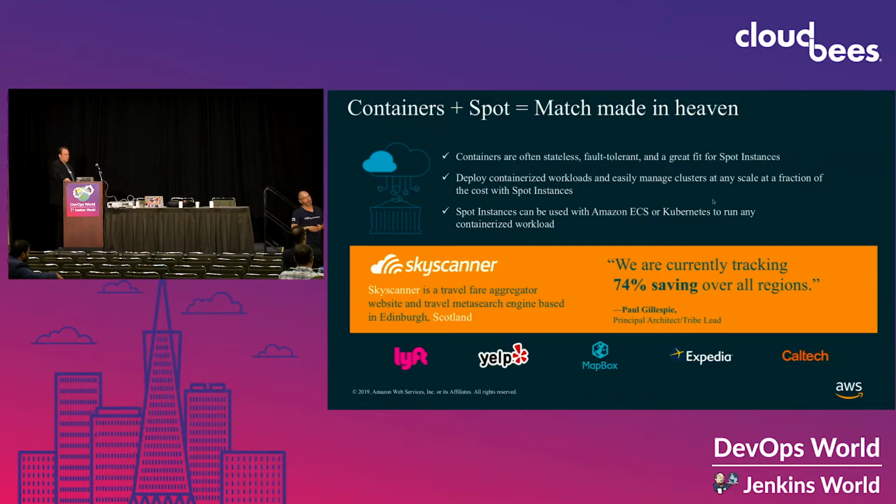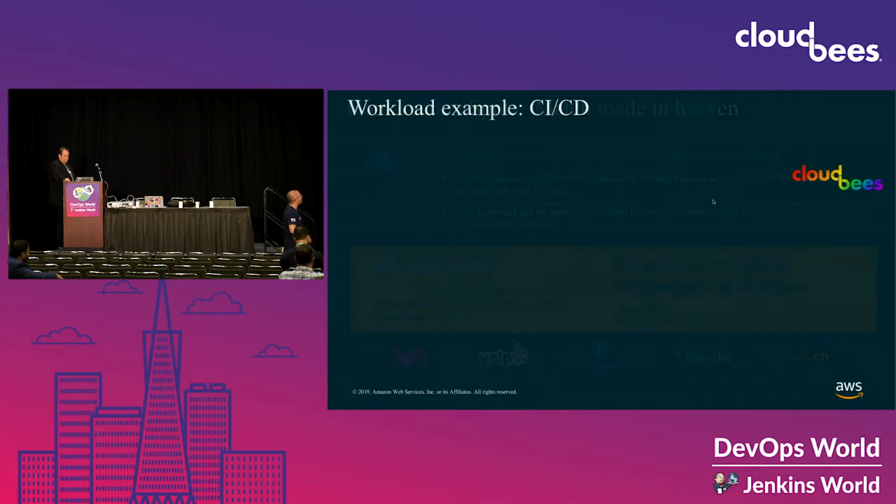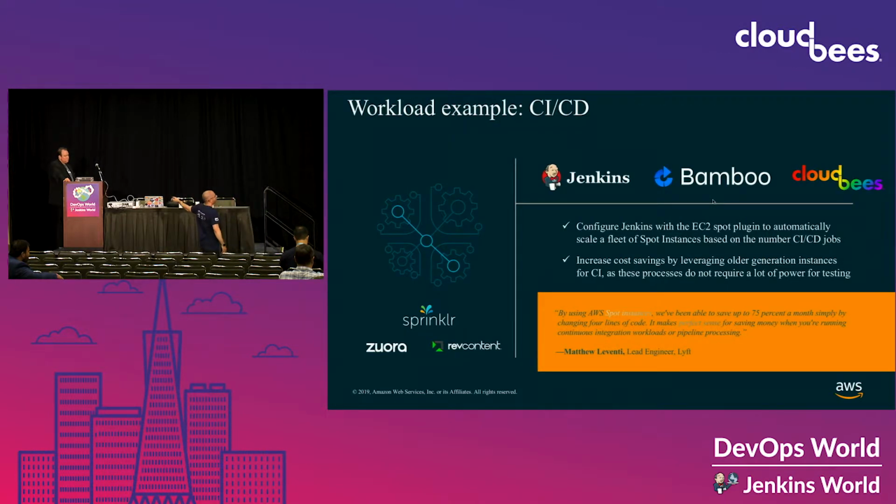Skyscanner is a company based out of the UK. They're sort of like the Expedia of the UK. They sort of do airfare shopping and that kind of stuff, and they extensively use Spot to run their front-end infrastructure, and they do that on containers. So great use case here. Yep, so this is also a good use case.